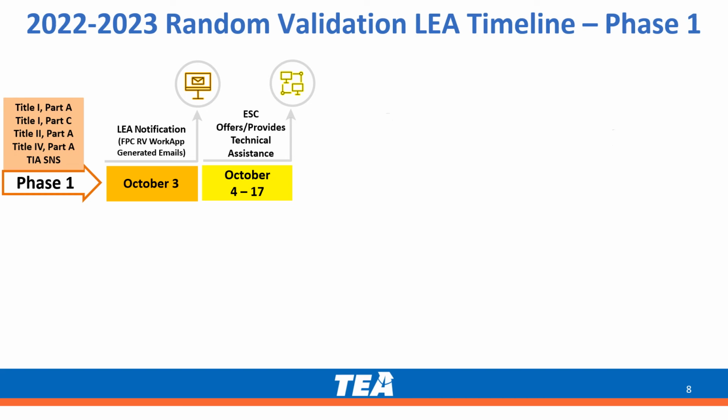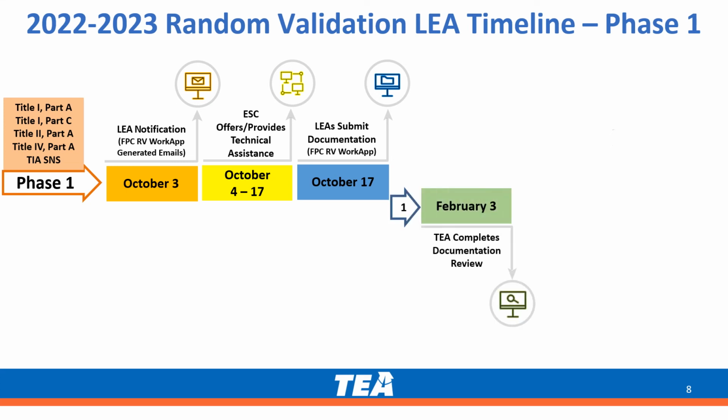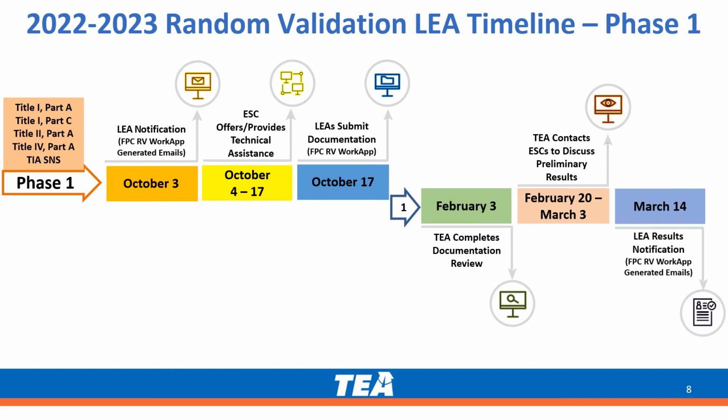The Education Service Center in your region will be available to offer and provide technical assistance between October 4th and October 17th. LEAs will be required to submit their documentation via the Federal Program Compliance Random Validation Work App by October 17th. TEA will complete their documentation review on February 3rd. Between February 20th and March 3rd, TEA contacts will discuss the preliminary results with Education Service Center contacts, and LEAs will be notified of their results via the FPC Random Validation Work App generated email on March 14th.